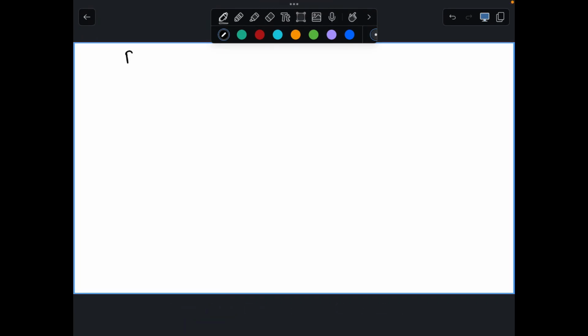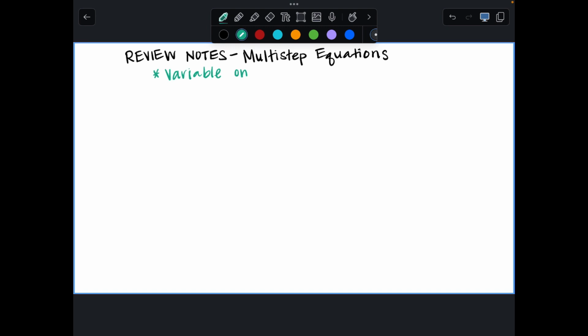Okay, this is day 2 of algebra review. The difference today is that there's a variable on both sides. So I'm just going to go straight into the examples. Steps are the same as yesterday.